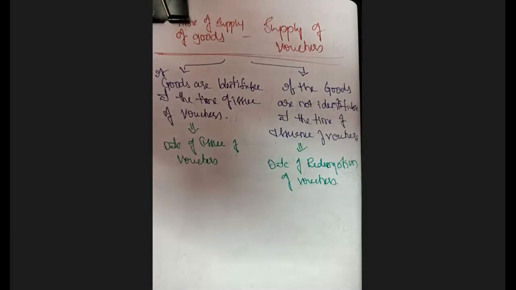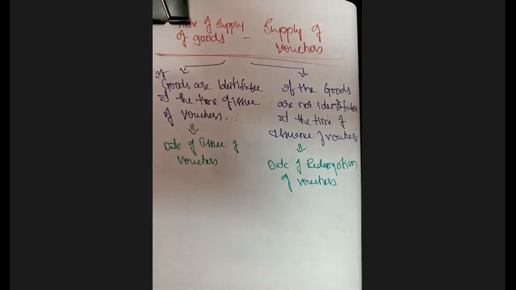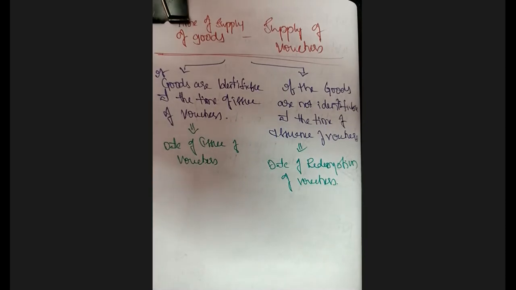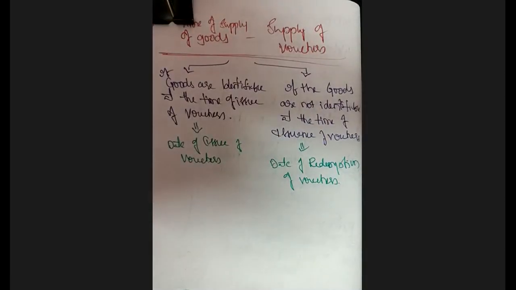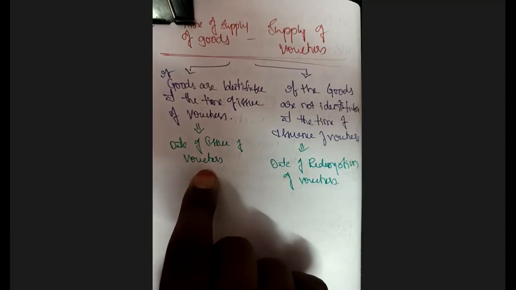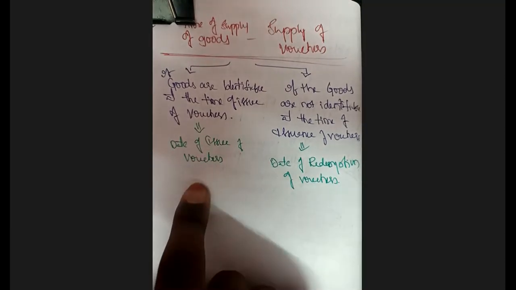This is what we call supply of vouchers, which can be exchangeable for goods. Are you clear? So, if the goods are identifiable at the time of issuance of vouchers, that is, if it is specified that this voucher must be redeemed to purchase this particular good, then the time of supply is the date of issuance of voucher.